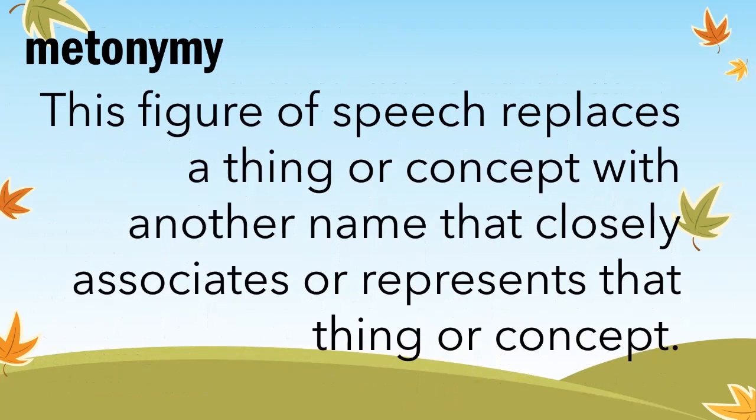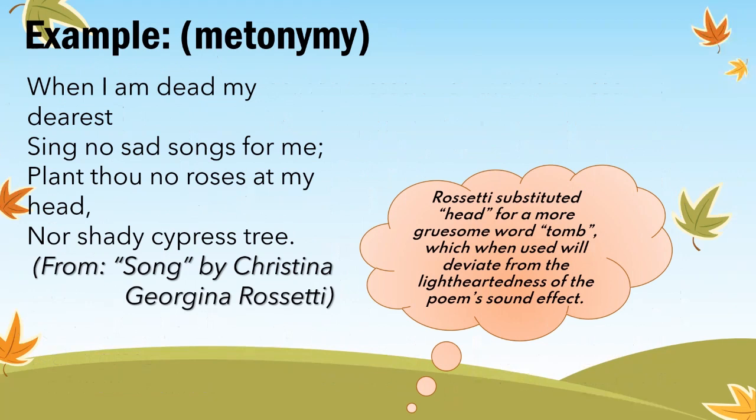I will use something that is closely related to the major idea that I want to express. From a song by Christina Rossetti: "When I am dead, my dearest, sing no sad songs for me. Plant thou no roses at my head, nor shady cypress tree." So the head there is substituted for a more complicated deathbed, so that the poem does not seem so hard, does not seem so heavy or sorrowful. So you use metonymy to balance the mood in the poem.